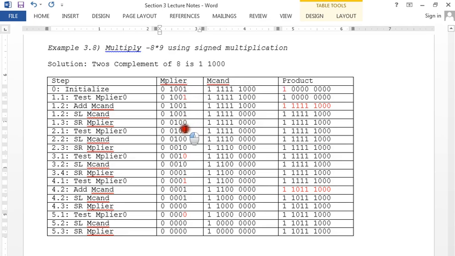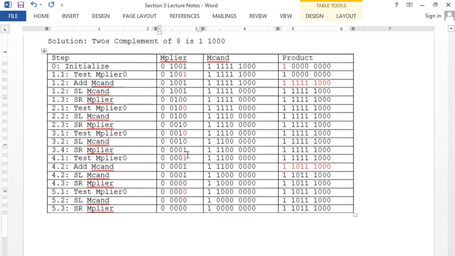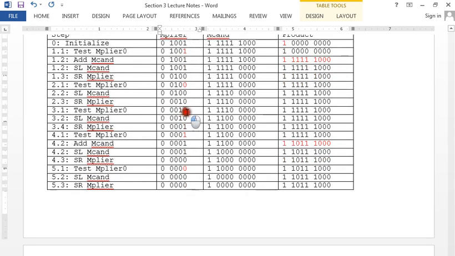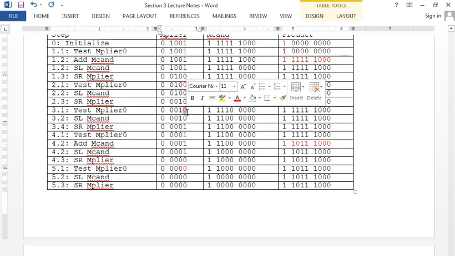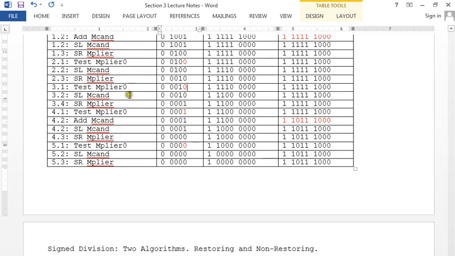Then we test the least significant bit of the multiplier. It is 0, so we leave it alone. Shift left the multiplicand. Shift right the multiplier. As you can see, this is shifting here. Test the least significant bit, it's a 0. So you don't do much here. We just shift left and shift right. So here we're shifting left again, and then we're shifting right.